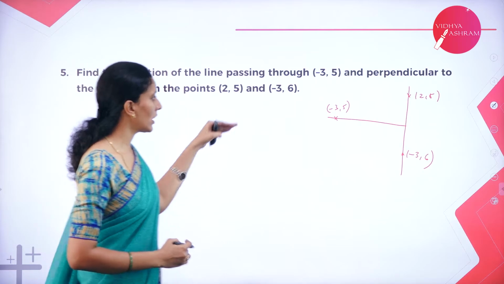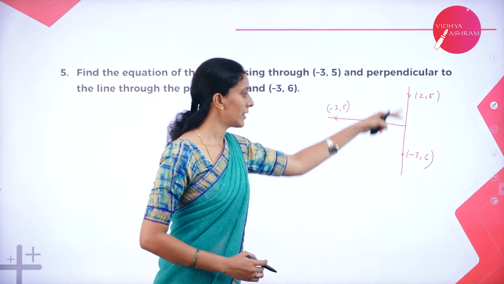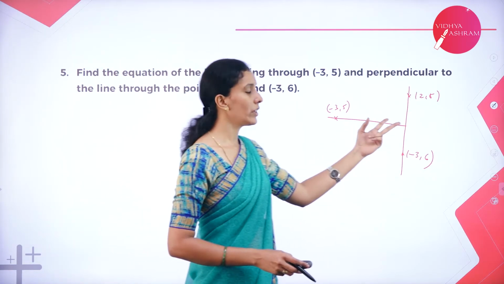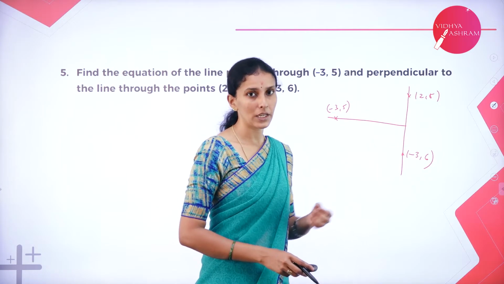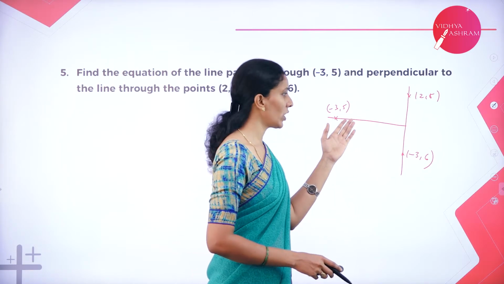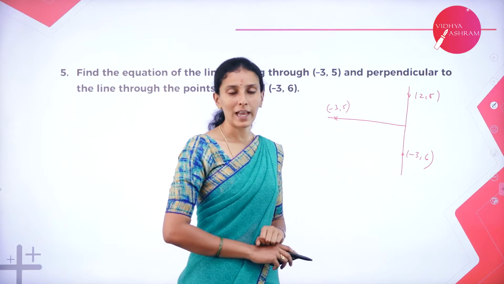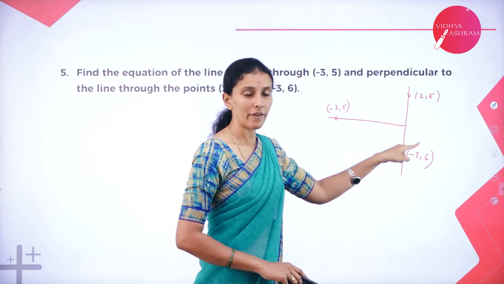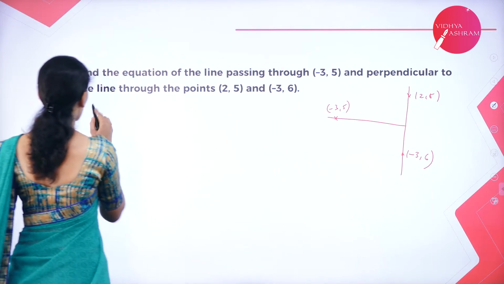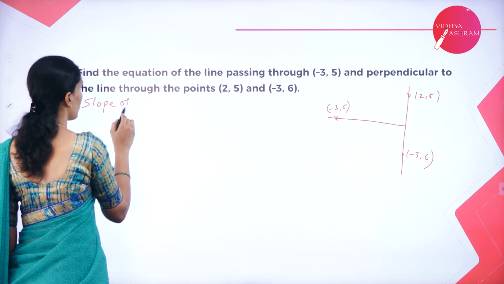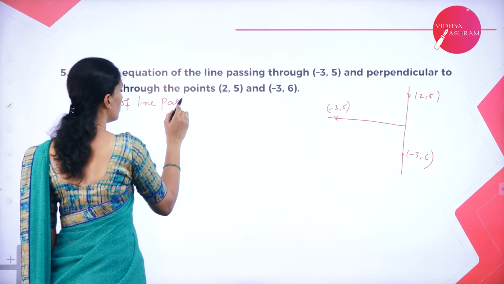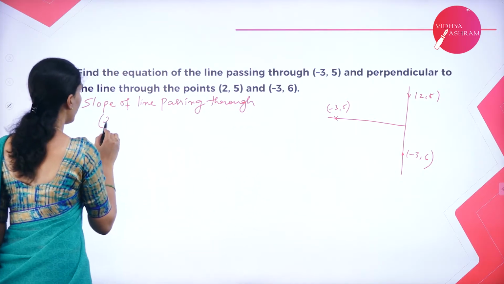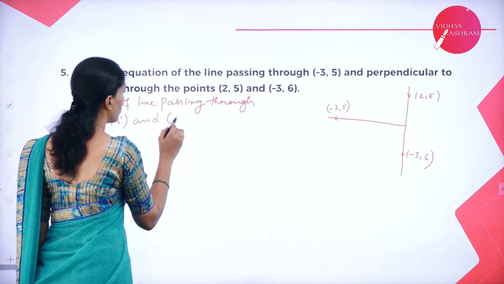We can imagine that a line is passing through the given point and it is exactly perpendicular to another line. We know that two lines are perpendicular when the product of their slopes is equal to minus 1. Using that concept, we can find the equation of the line passing through (-3, 5). So first let me find the slope of the given line. Now the slope of the line passing through (2, 5) and (-3, 6).